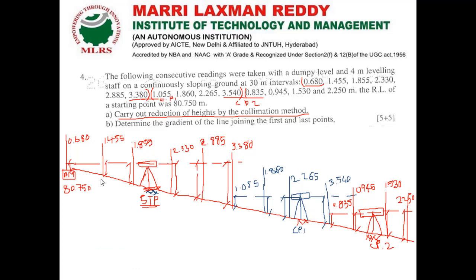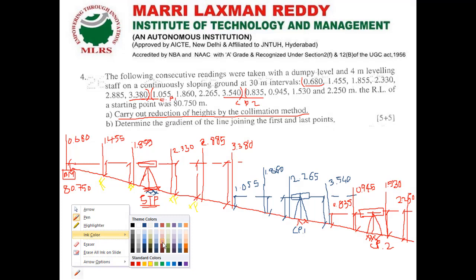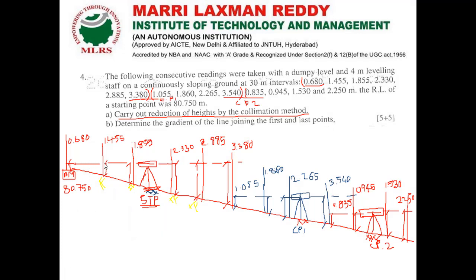So these are our ground points, each point. Okay, so we have to calculate the RL of the ground station. For that, first we have to identify the height of instrument or height of collimation. This is nothing but the height of this line. The height of this line is called the height of collimation.